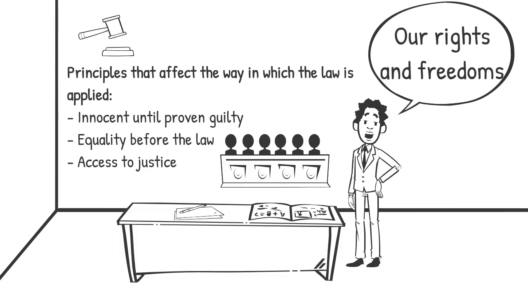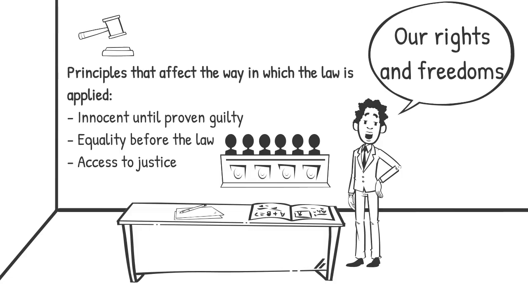Firstly, innocent until proven guilty, which means anyone who is brought to court is viewed as innocent until it is proven otherwise. This means that the court must present evidence to prove that a person is guilty beyond a reasonable doubt. It is not up to the person who has been charged to prove they are innocent.